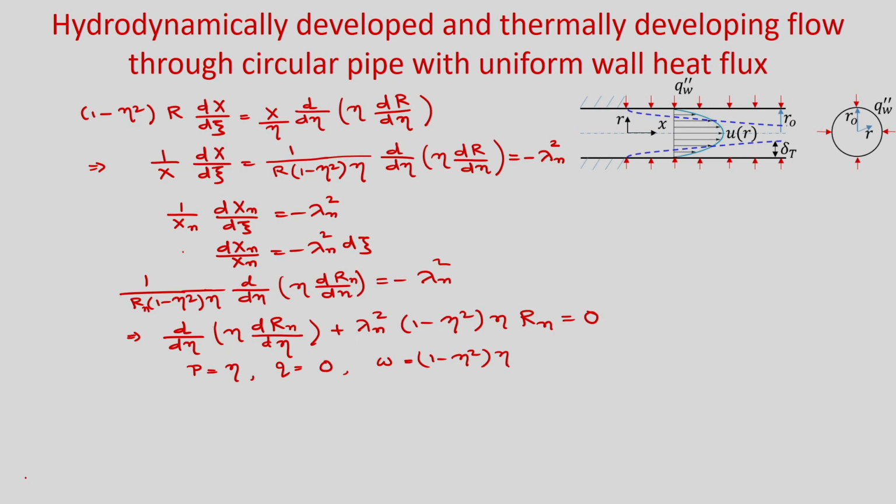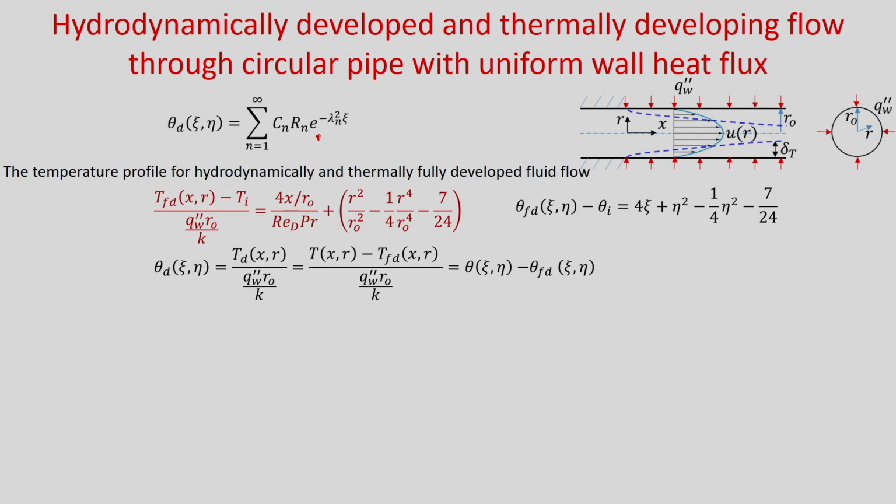So, the first equation you can see. If you solve this equation, you will get X_n is equal to some constant into e to the power minus lambda_n squared d zeta. If you find R_n and X_n, then you will get the final solution theta_d as the product of two individual solutions, and as it is a linear equation, you can superimpose all the solutions, n is equal to 1 to infinity, for different values of lambda_n.